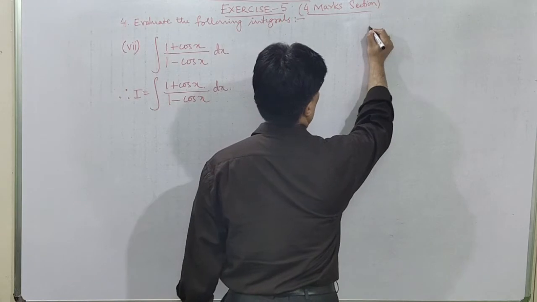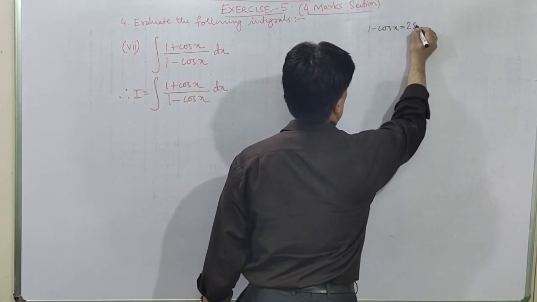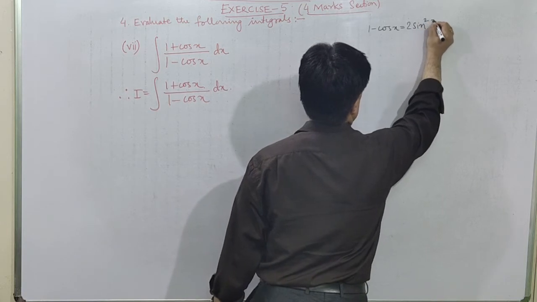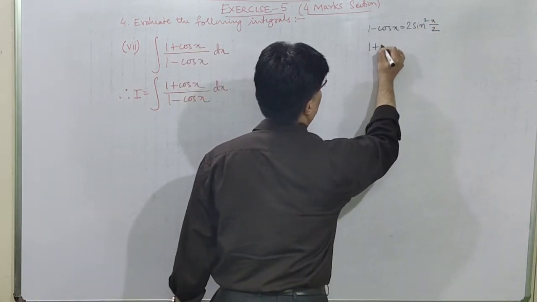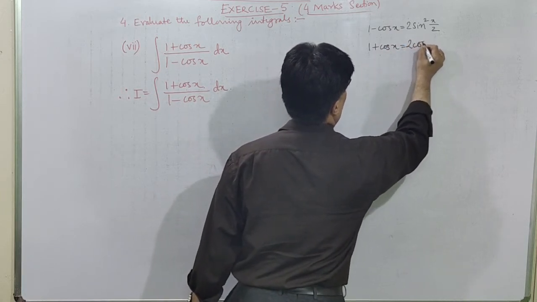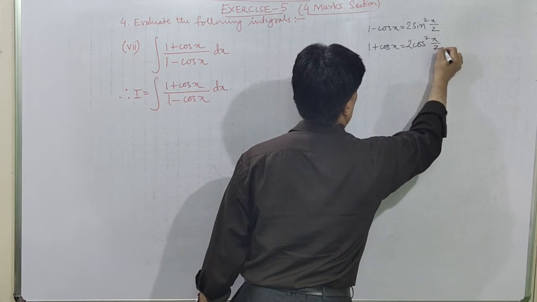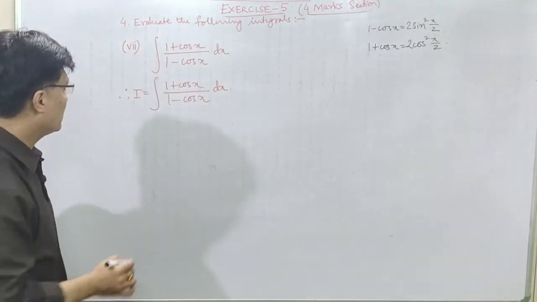So you should know this formula. What is 1 minus cos x? That is 2 sin square x by 2. You should know this formula. And next one is 1 plus cos x. What is it? It is 2 cos square x by 2. And this formula is from submultiple angle, right?